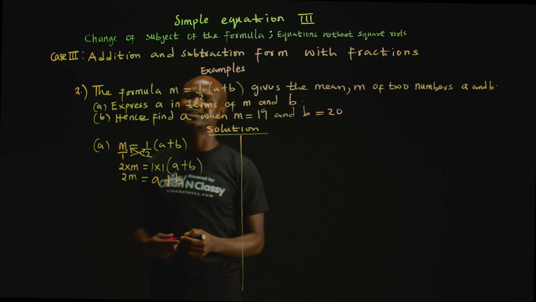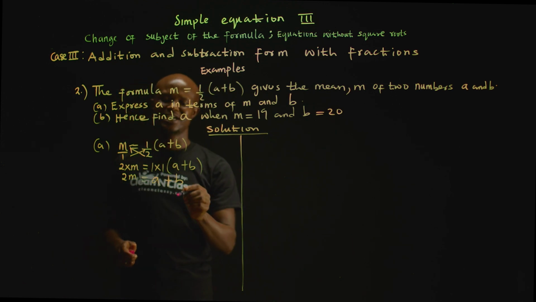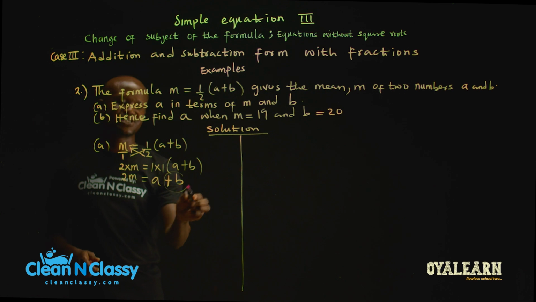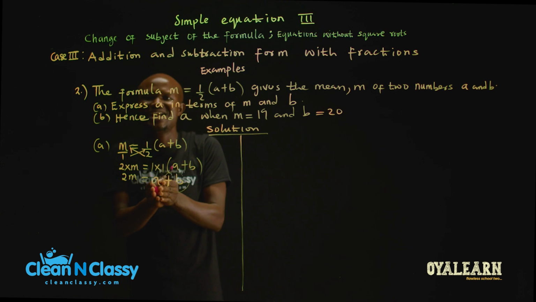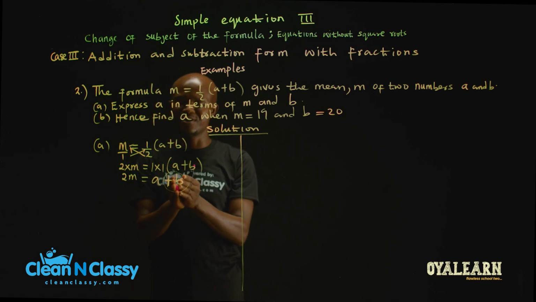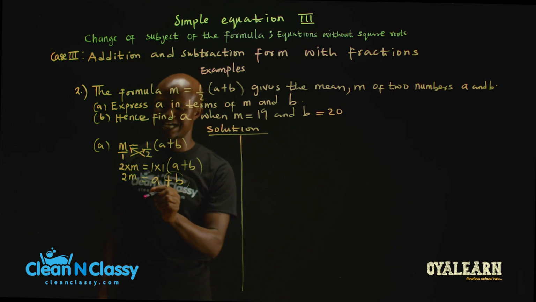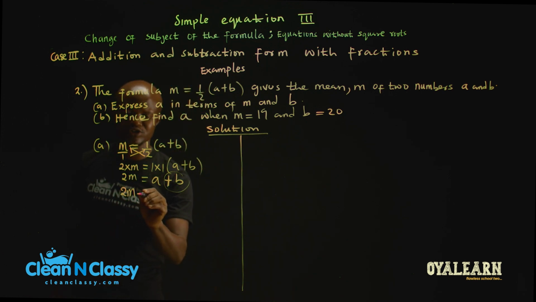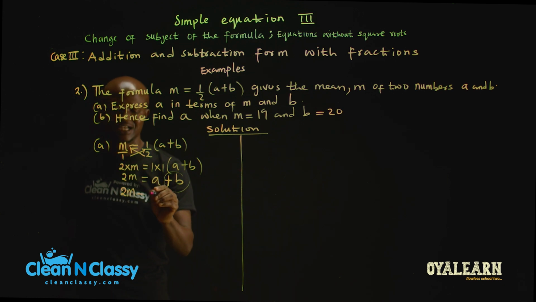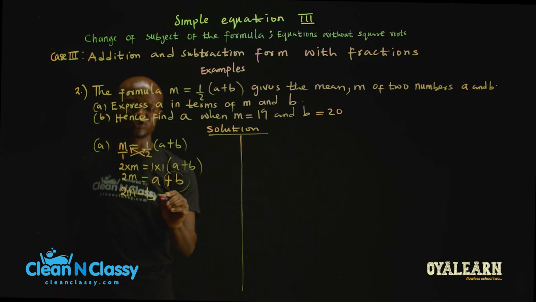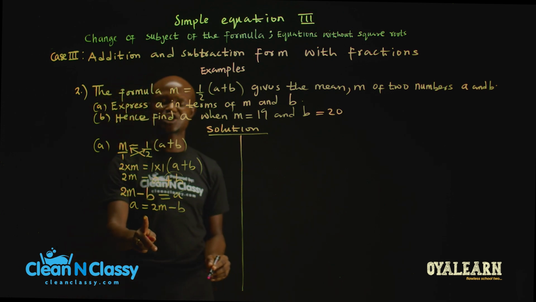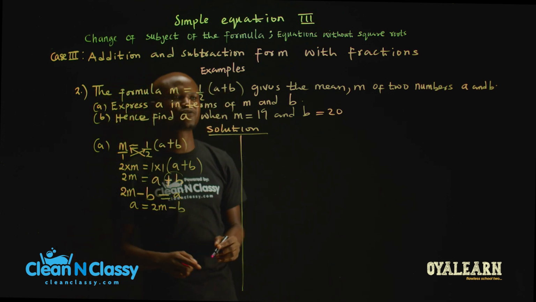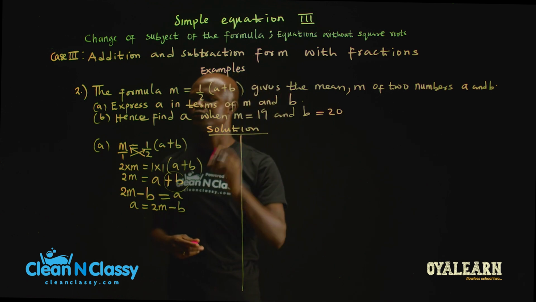Now we want to make a the subject of the formula. It means that we need to remove plus b at the right hand side and take it to the left hand side so that a will be the only letter that will remain at the right hand side. So in that case, we have 2m minus b. By the time plus b is coming to the left, it becomes minus b, equals a. Then a equals 2m minus b. Now we have expressed a in terms of m and b. We have solved the first problem.